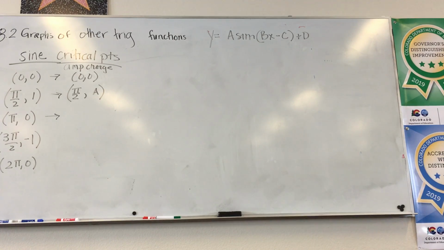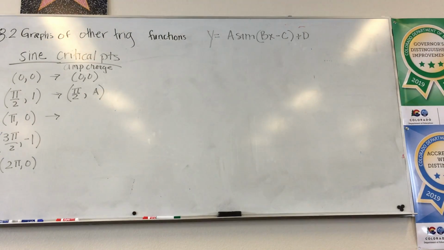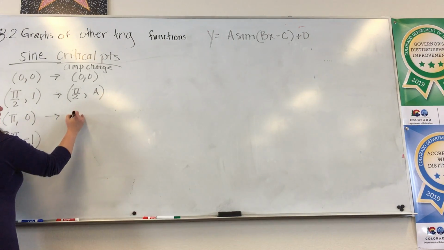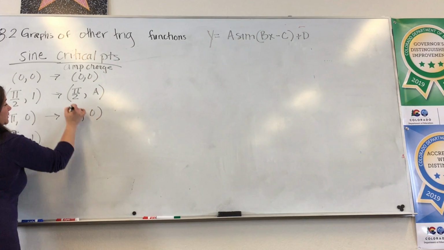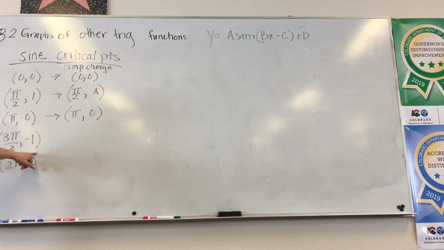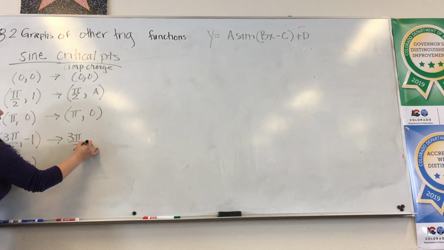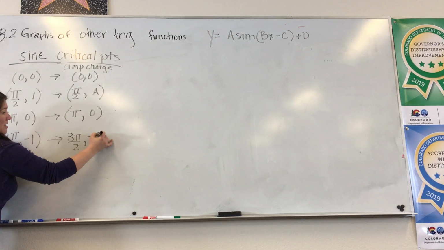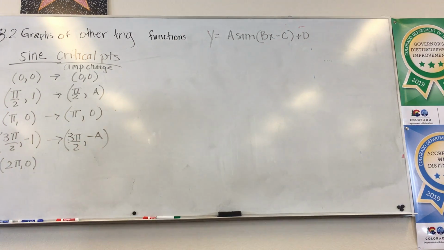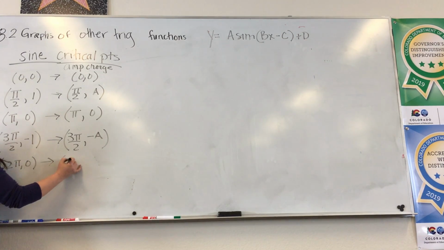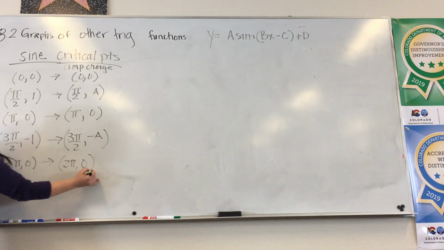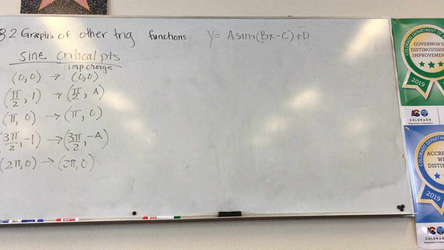Is my (pi, 0) going to change? No, it wouldn't, so I'm still going to have (pi, 0). Then (3pi over 2, negative a), right? Because it's going to go down below. And then (2pi, 0), does that change? No. So when you have an amplitude change, that's what's going to happen.